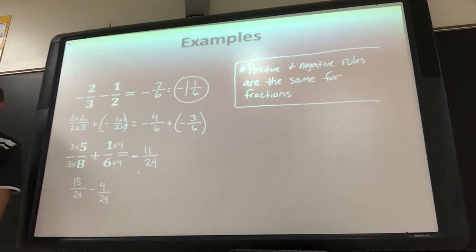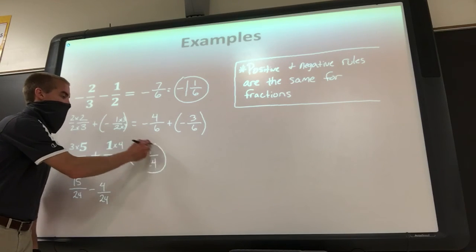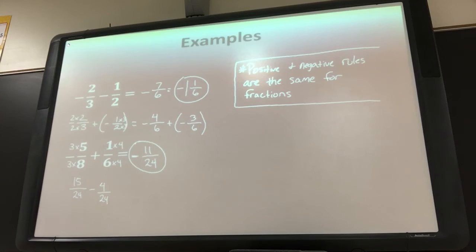So remember we said our answer was going to be negative because that 5 over 8 is going to be bigger than 1 over 6. Can we simplify 11 over 24? No, can't. So our answer would just be negative 11 over 24.